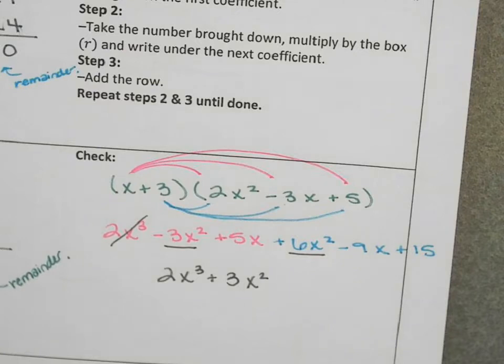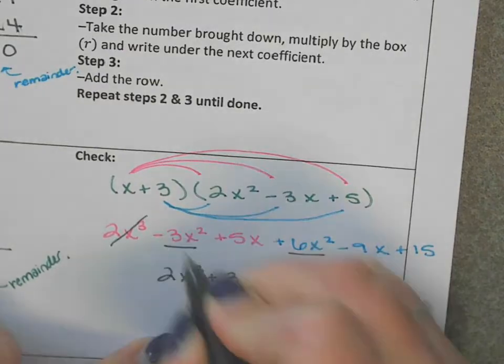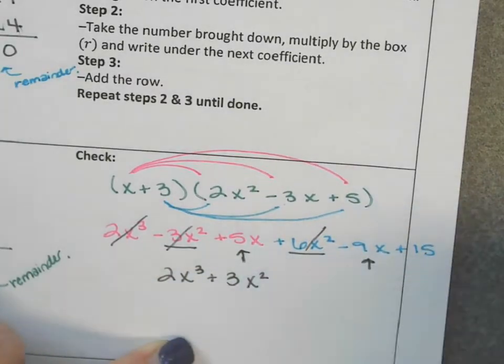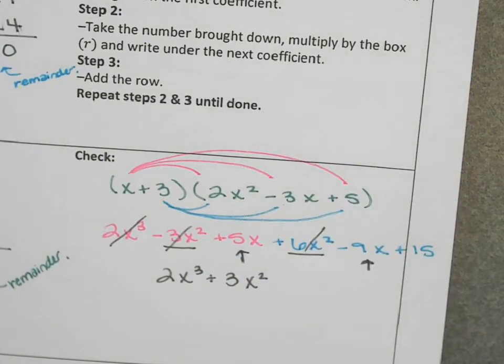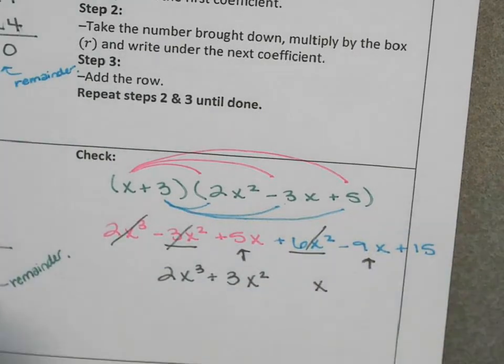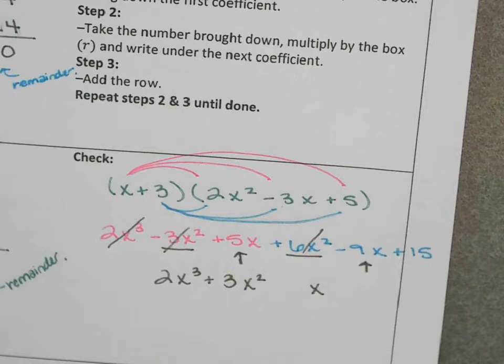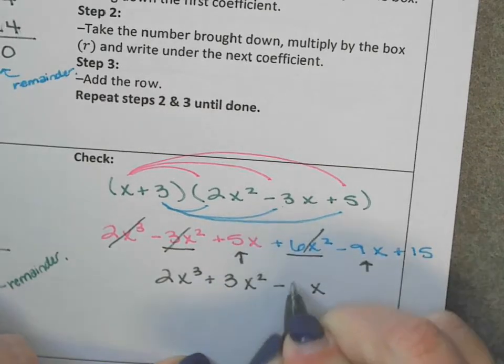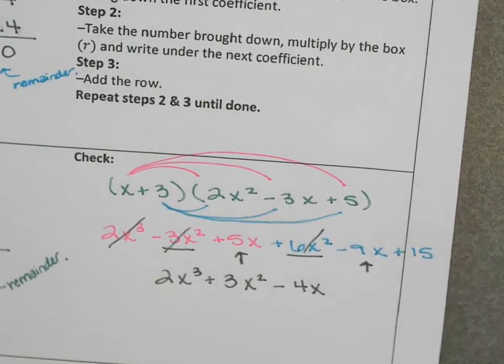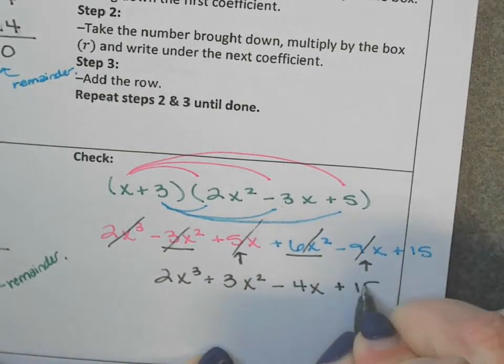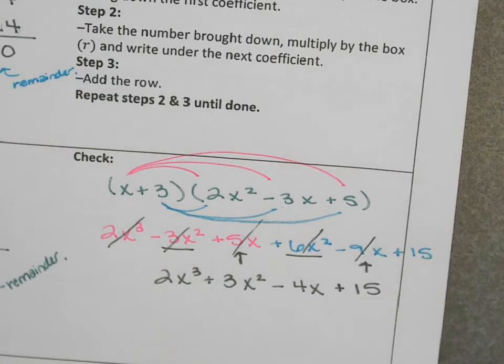3x squared. Okay, so I took care of that. Then I have my x terms, so 5x and negative 9x. Okay, now I have oranges and more oranges. I'm still going to have oranges. It just depends on how many of those oranges I have. So if I have 5 oranges and I take away 9 oranges, I'm short 4 oranges. Minus 4x. Okay, that took care of those two. And then my last one doesn't have anything else like it, so plus 15.